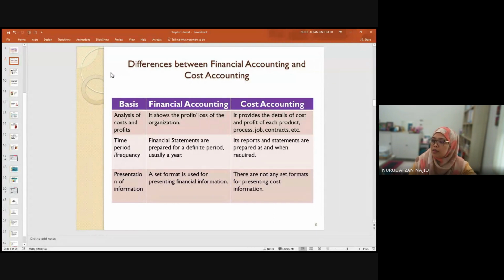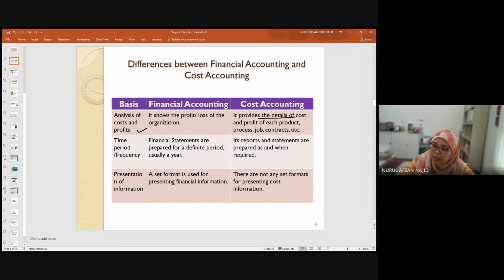Okay? Right, let's continue with another difference between financial accounting and cost accounting. So in terms of analyzing cost and profit, of course, financial accounting will show you the profit or loss of that particular organization or business. But for cost accounting, more on providing the detail of cost and profit for that particular product. Again, financial accounting ni lebih kepada profit and loss to the organization. Cost accounting detail about the cost and profit for that particular product, not for business organization.